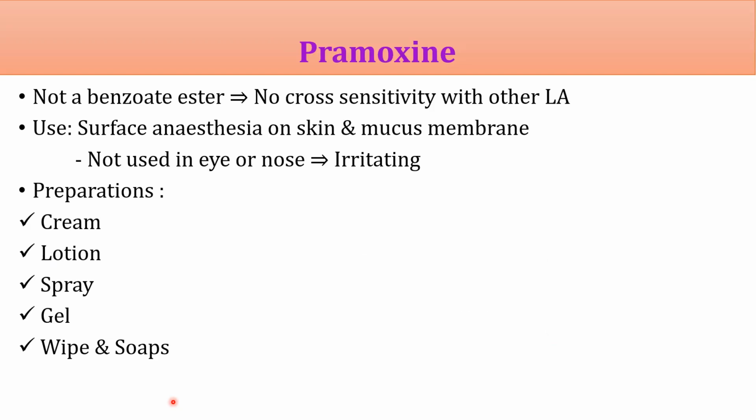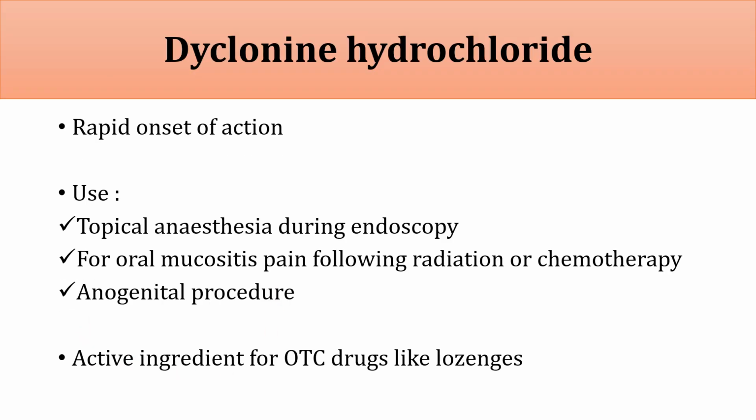Pramoxine is useful as surface anesthesia on skin and mucous membrane and is not used in the eye or nose due to its irritating effect. Preparations are available as cream, lotion, spray, gel, and wipes or soaps. Dyclonine hydrochloride has rapid onset of action and is useful for topical anesthesia during endoscopy, for oral mucositis, pain following radiation or chemotherapy, and anogenital procedures. It is an active ingredient in OTC drugs like lozenges.